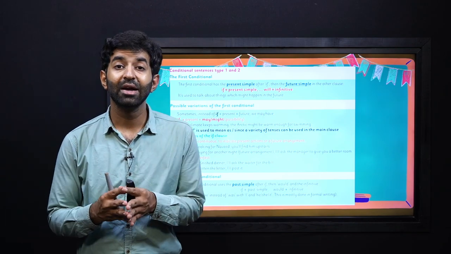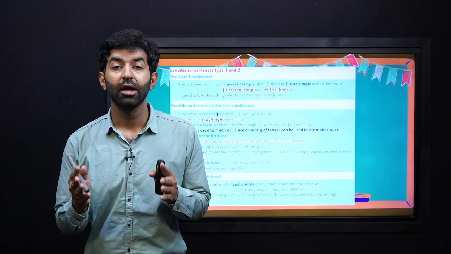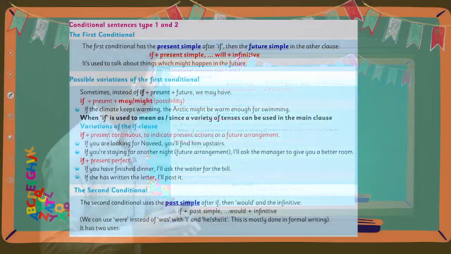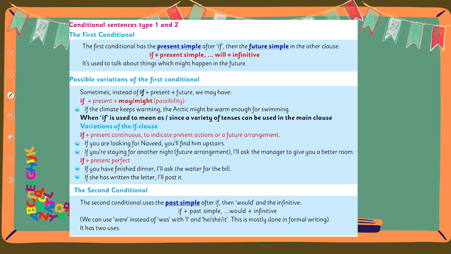Let's talk about conditional sentences. It means that we have a condition in them by using the word "if." We have 2 conditions. The first one is called the first conditional. The first conditional, students, has the present simple after the word "if." Then you use the future simple. So you're working with present simple along with future simple because this is showing a condition. This is the first conditional. The formula is "if" plus your present simple, then "will" plus infinitive.